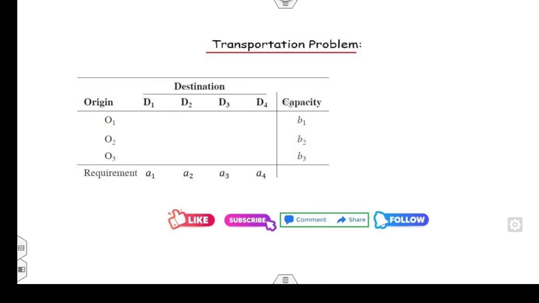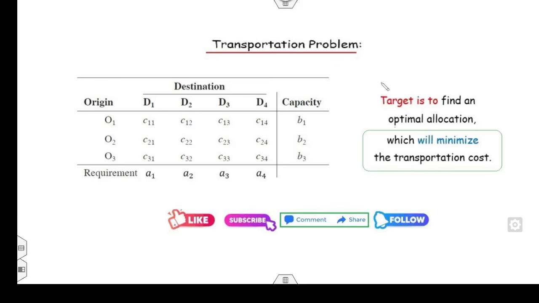Now, what is the transportation problem? We have learned in our last lectures, whenever you have a capacity and the requirements such that the Cij is the transportation cost from the origin Oi to the destination Di. The target of the transportation problem is to find the optimal allocations so that you can minimize the transportation cost. Always remember, if your problem is maximization, then your target is to convert it into the minimization problem. How you can convert the maximization into minimization, we will see in a couple of numerical examples in this video as well.